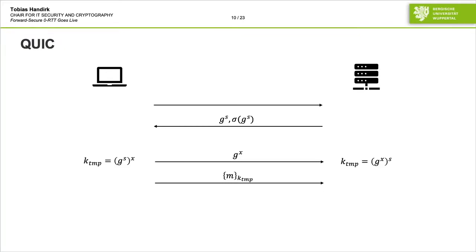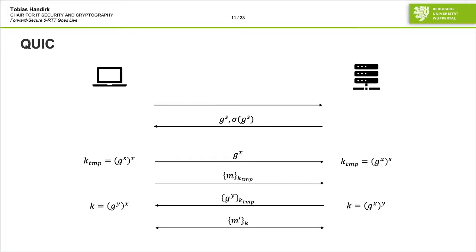After verifying the signature, the client generates its own Diffie-Hellman share, and derives an initial session key from the common Diffie-Hellman secret g^(sx). The client can use this initial key to encrypt some application data and send them to the server together with the Diffie-Hellman share g^x. Now the server can compute the same session key and decrypt the application data. Afterwards, the server generates a fresh Diffie-Hellman share g^y, sends it to the client, and both parties derive a second, stronger session key from g^(xy).